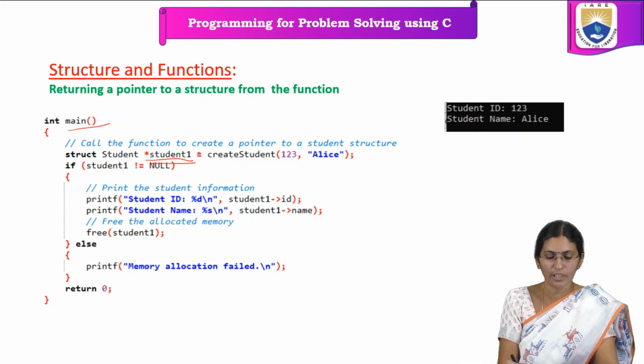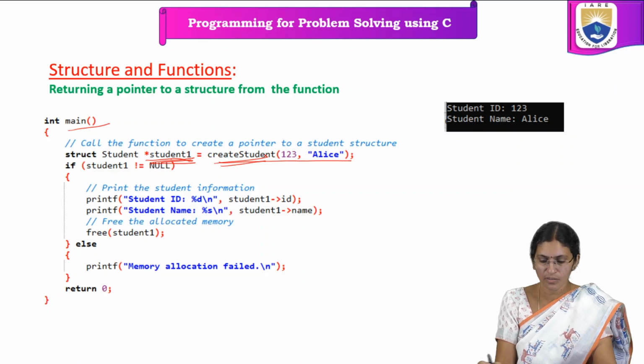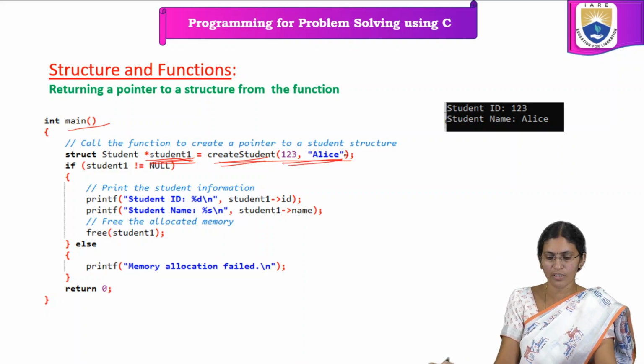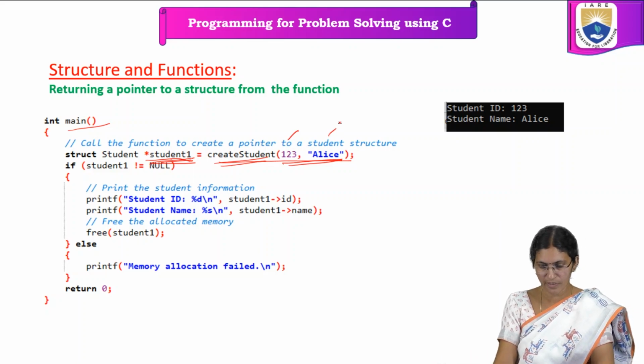We have a pointer variable student1. Star student1 is a pointer variable. When the variable is preceded by the star symbol, it implies that this is a pointer variable. Then we are passing, this is the name of the function, create student. In the function, we are passing two arguments. The first one is integer type and the second one is an array of characters.